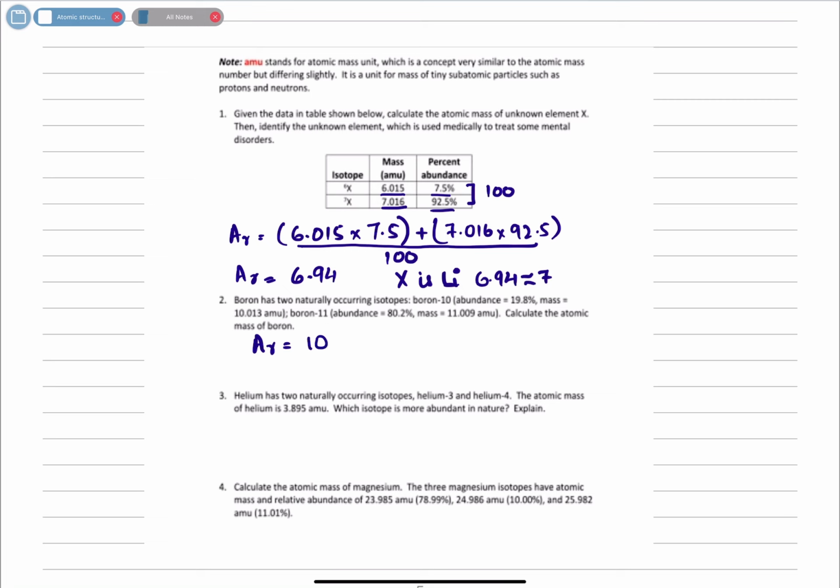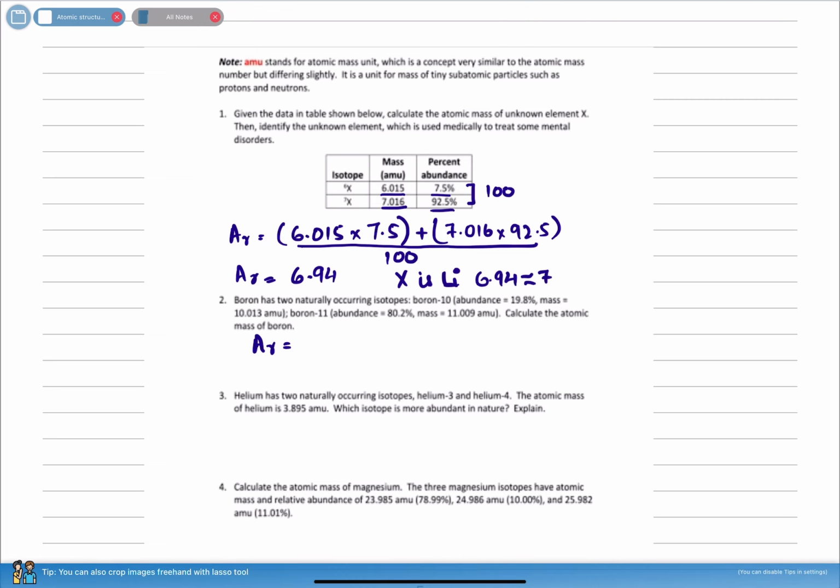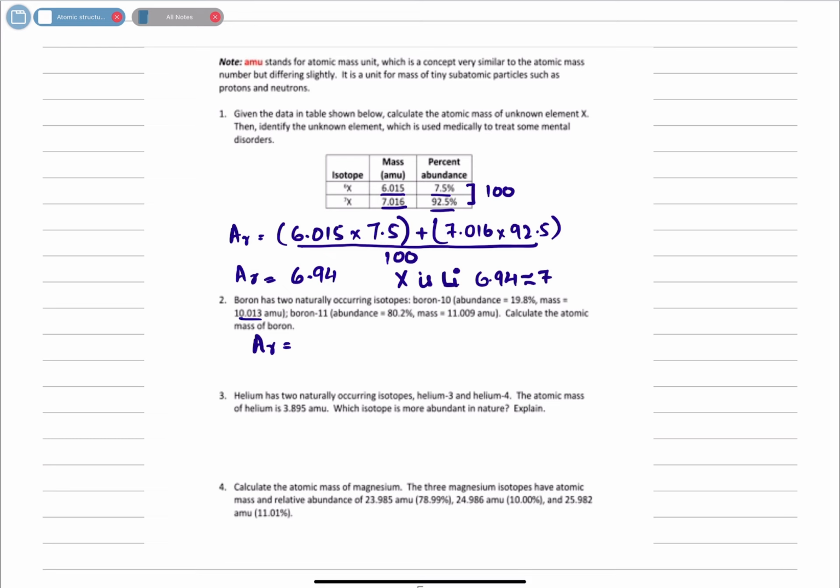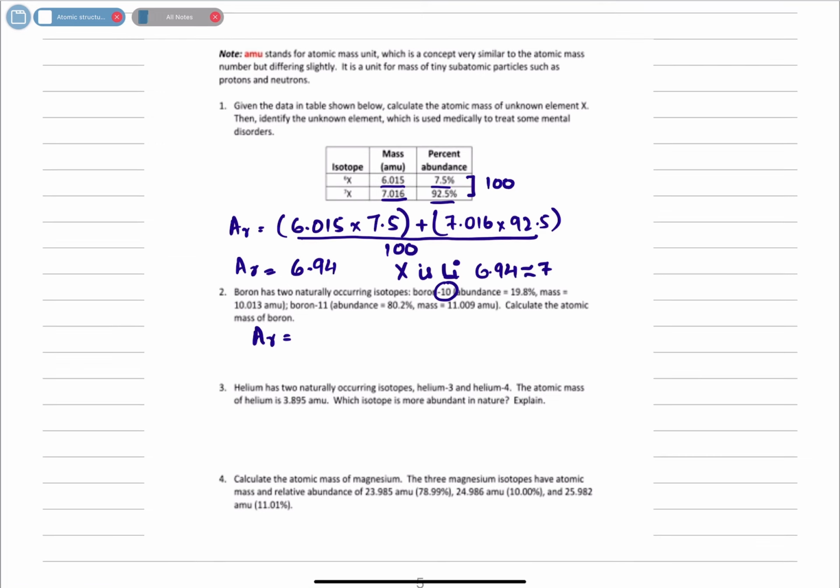Since they have given me the actual mass, I'm going to use this mass. This 10.013 is the actual mass. This 10 is the rounded off value. I'm going to use the actual mass. So 10.013 times the percentage 19.8 plus 11.009 times 80.2%, divided by 100.